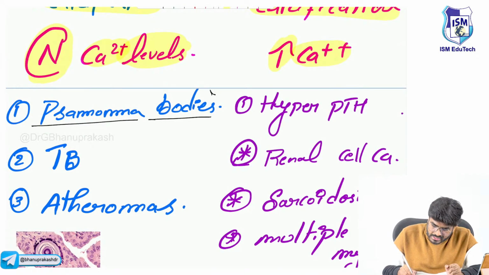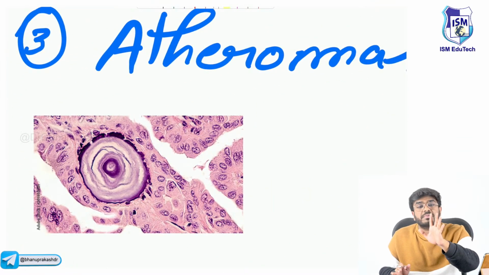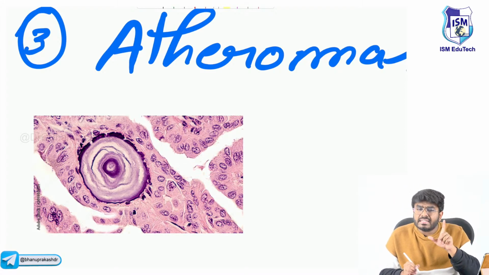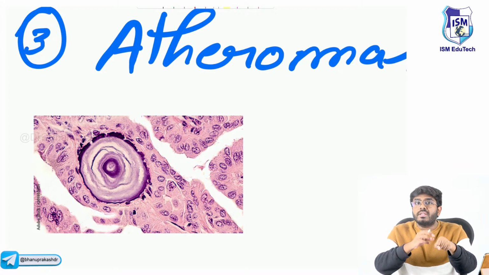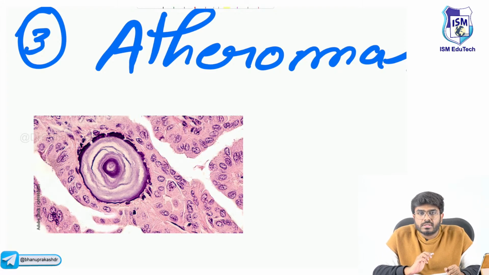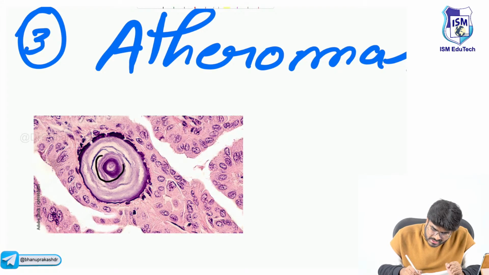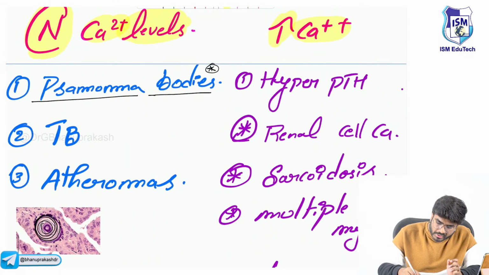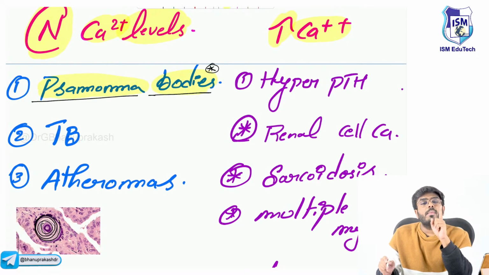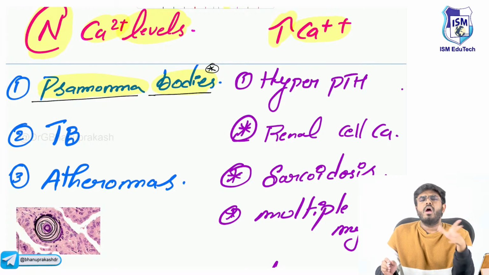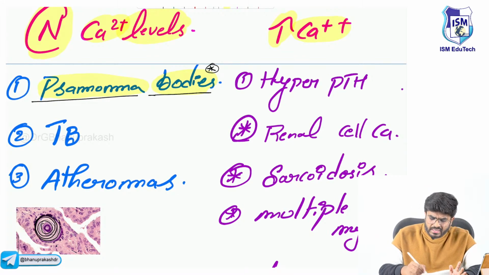Psammoma bodies. What exactly are psammoma bodies? Look, in certain types of cancers, we'll discuss these in detail in oncology also, the calcium will start to deposit inside the cancerous cells, in the tumors. So these are the whorls of calcium, the lamellated appearance. These calcium depositions are called psammoma bodies. What they will ask you in your exam is, psammoma bodies are an example of dystrophic calcification.